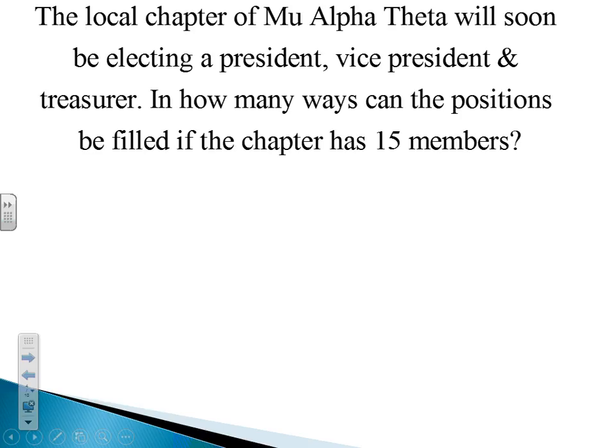So what we see in the question, the word problem that we have, it says a local chapter of Mu Alpha Theta Math Organization will be electing a president, a vice president, and a treasurer. In how many ways can the positions be filled if the chapter has 15 members? Well, we need to identify, well, what is the n? What is the total number of whatever?